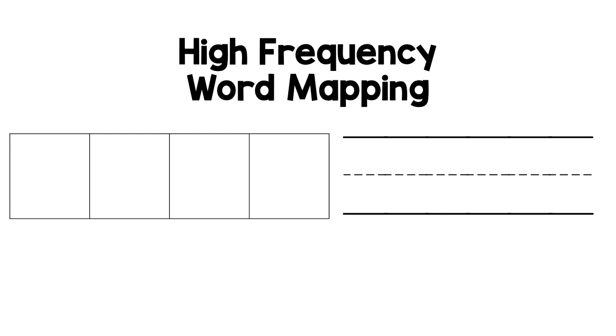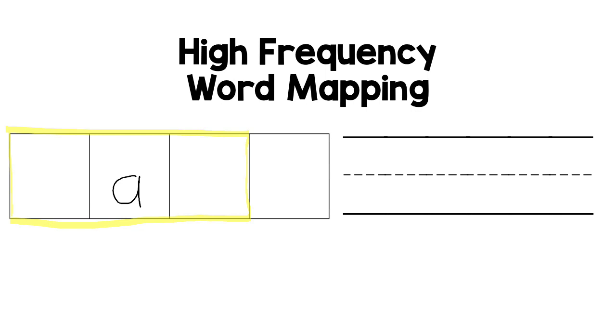Our high frequency word today is had. Let's tap the sounds in had. H-a-d. I hear 3 sounds in had, so I'm going to highlight 3 boxes. I would like to know what middle sound it is that you hear in had. H-a-d. Yeah, that middle sound I hear is ah. Ah is represented by the letter A. Let's now listen for the last sound in had.